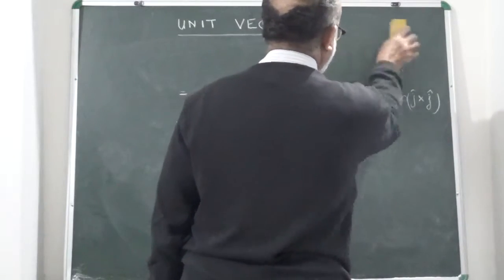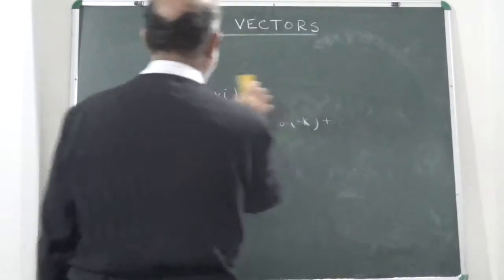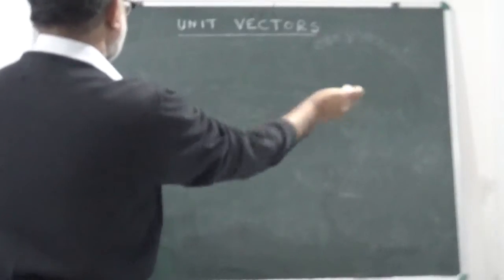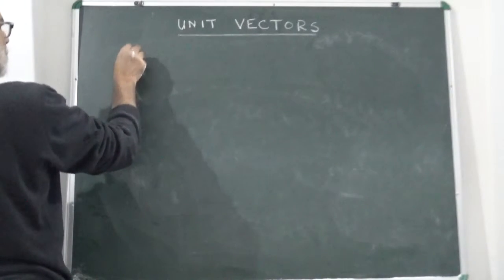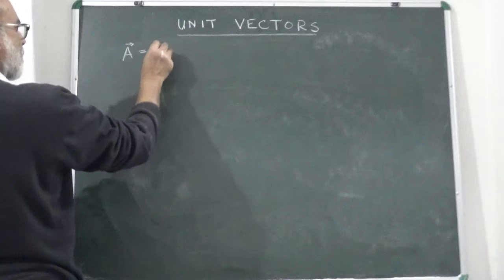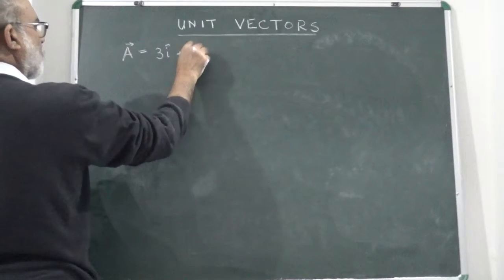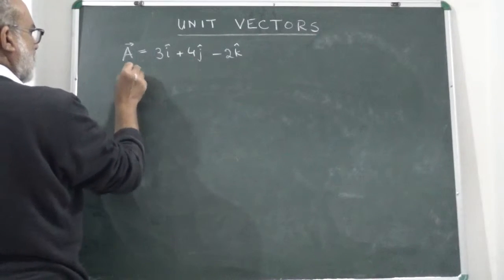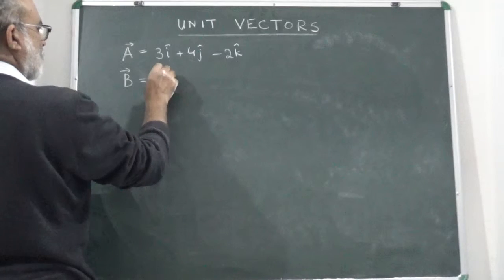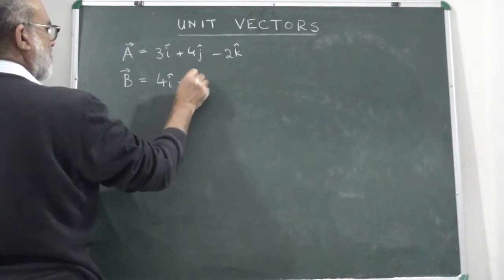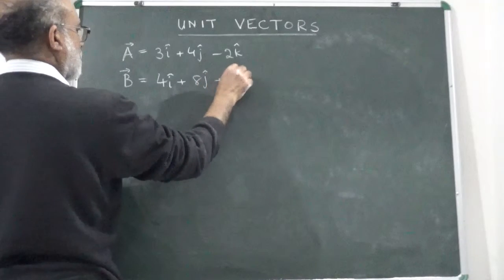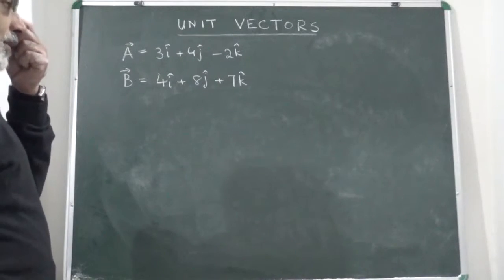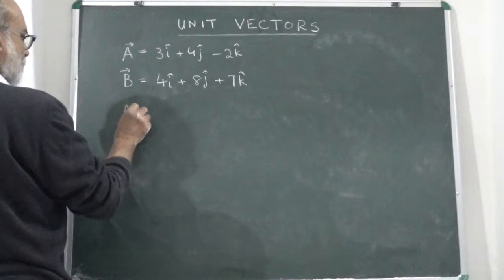Now I will do one more problem. Suppose we have two vectors, A as 3i plus 4j minus 2k, and B as 4i plus 8j plus 7k. First we will do the dot product and then the cross product. So A dot B.